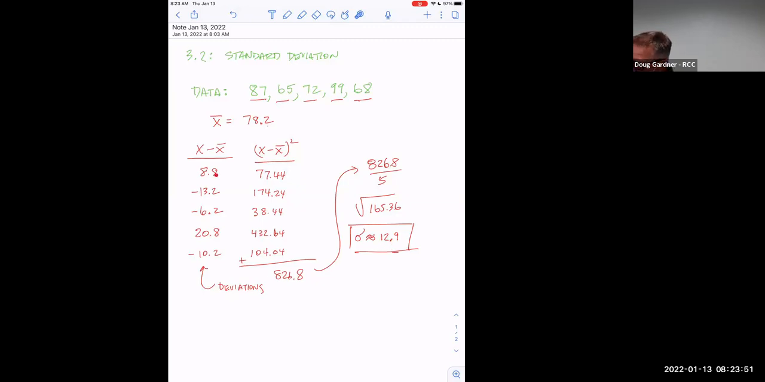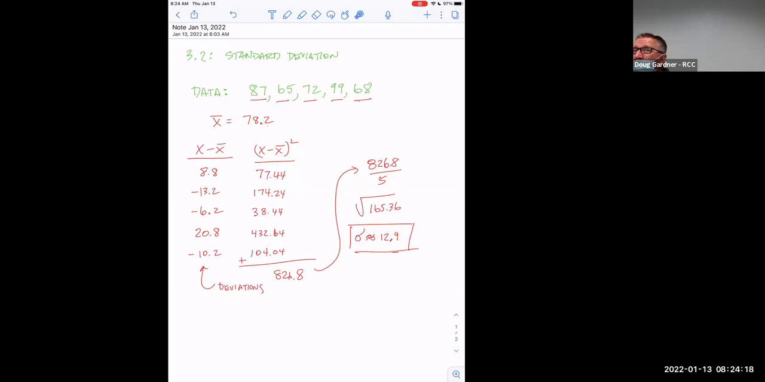So look at them. 8, 13.2, 6.2, 20.8, 10.2. Is that number like in the middle of those? Does it look like the average of those? Notice it does. Now, it doesn't mean I didn't make a mistake, but it's like, yeah, 20 is big. 13.2 is big. They're on the high side of this, but then 8.8, 6.2, and 10.2 are all below it. That number really does look like it's in the middle. It does look like the average of the deviations.